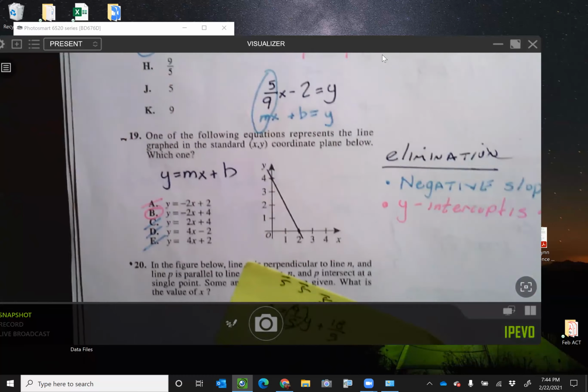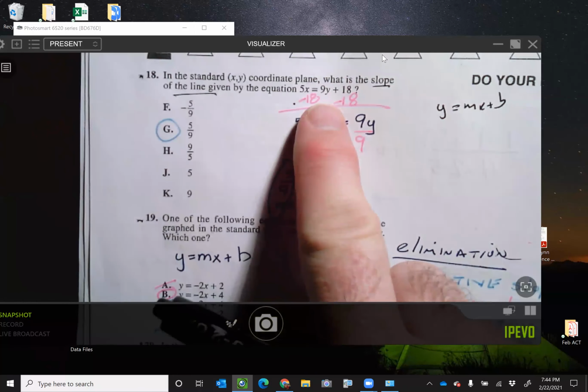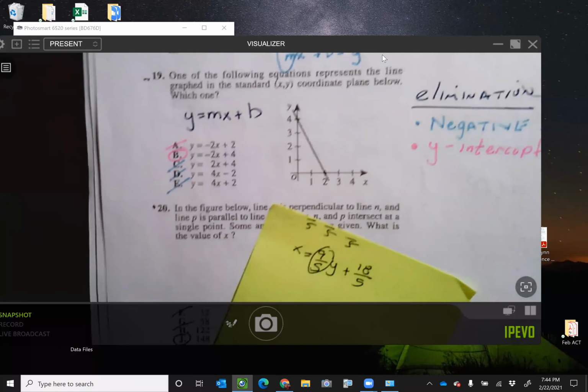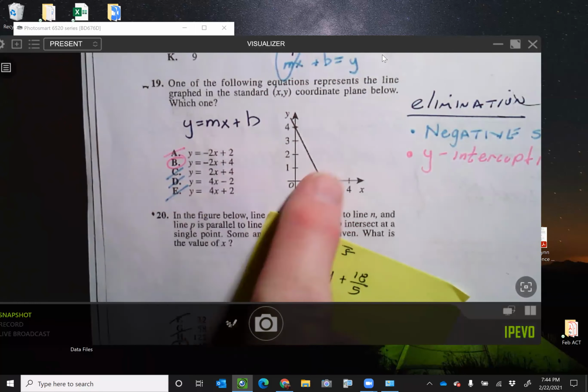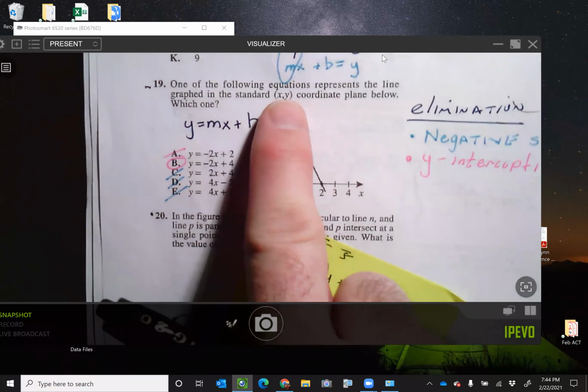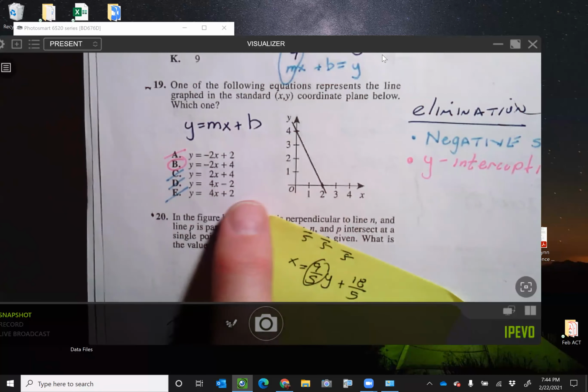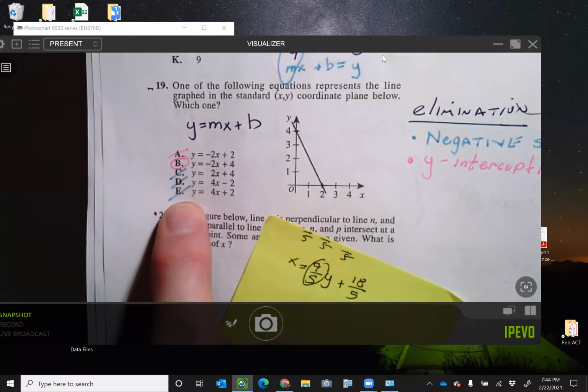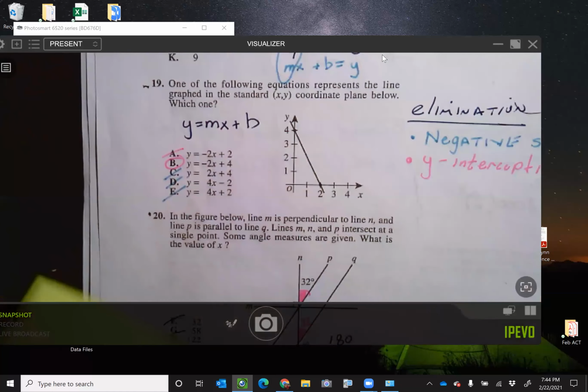Okay, 19 was pretty nice too. Given this one, it's kind of weird that 18 and 19 both are the same idea. They asked which of these is the equation here. Well, this line's going down, so we know the slope is negative. So that's why I eliminated C, D, and E right off the bat. I'm like, can't be those.